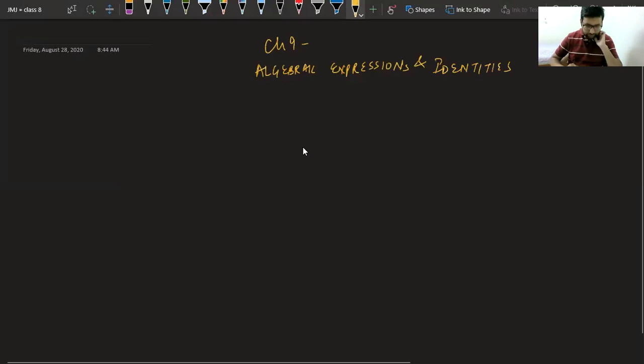Class, first, as per the circular, you have to do this course in a new notebook. If you have read, you must have got a new circular from school, and that is saying this new term 2 you have to do in new register.